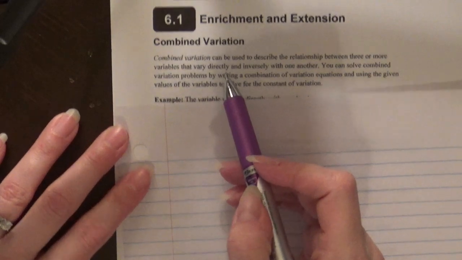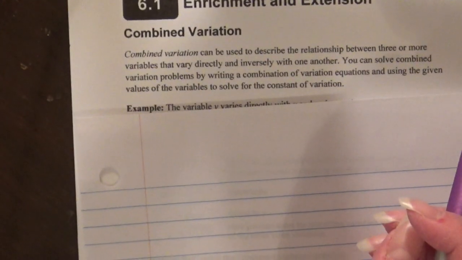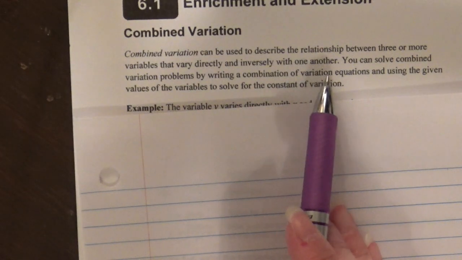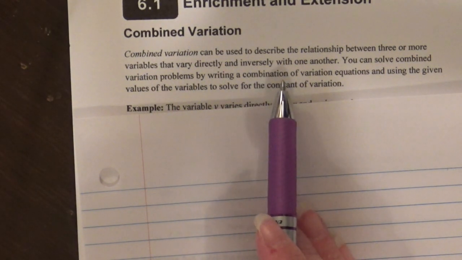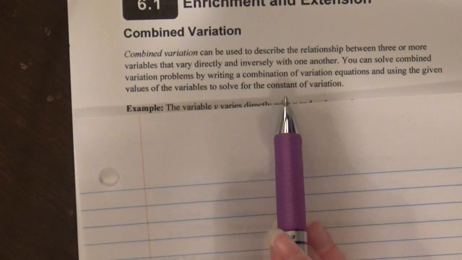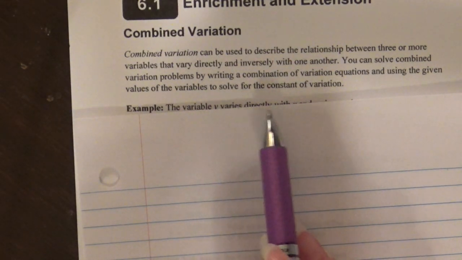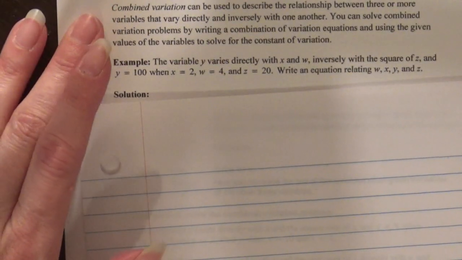So combined variation, what does that mean? Let me see if I can zoom in. Okay. Combined variation can be used to describe the relationship between three or more variables that vary directly and inversely with one another. You can solve combined variation problems by writing a combination of variation equations and using the given values of the variables to solve for the constant of variation. So, in other words, let's look at this example.